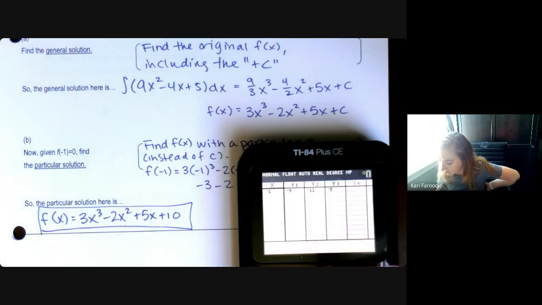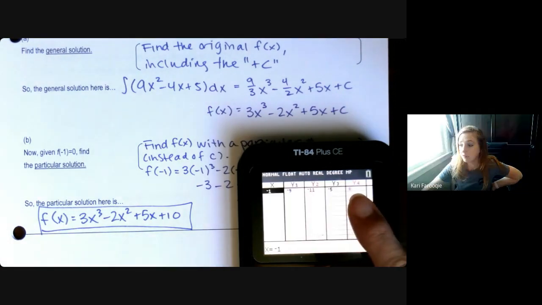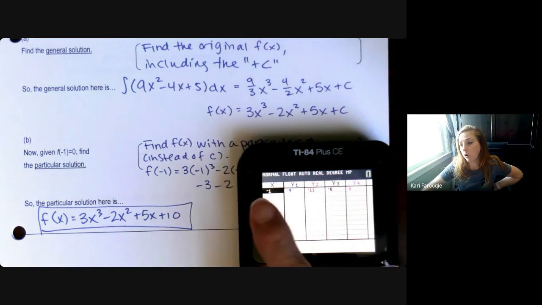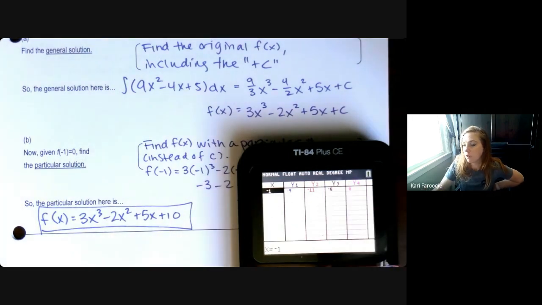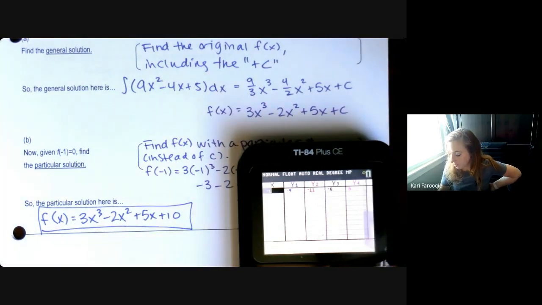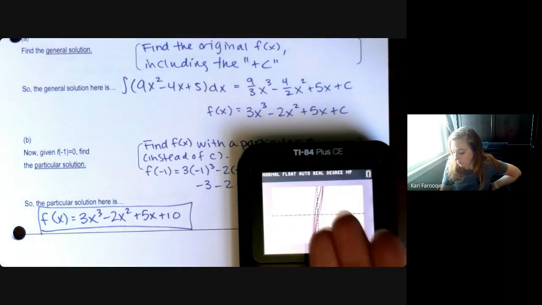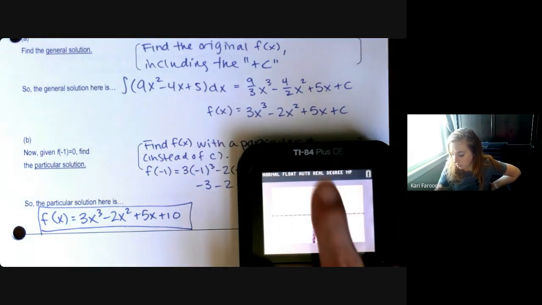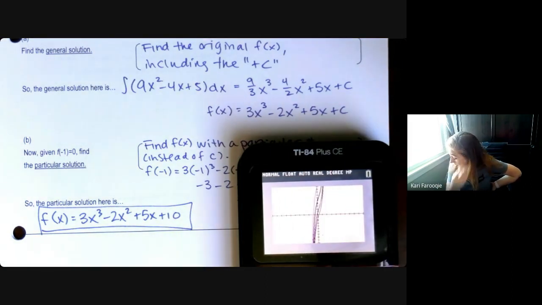When you go to your table, you're also seeing that the function that we graph does indeed have a y value of 0 when x is equal to -1. So you're going to get this family of curves, and they're all just basically going to be shifted away from each other. All this plus C does is just shift the function up and down. So this plus 10 just got shifted up so that its y-intercept was sitting at 10.